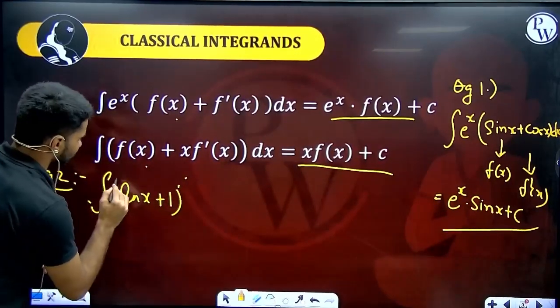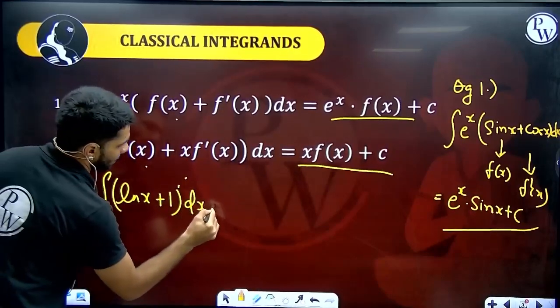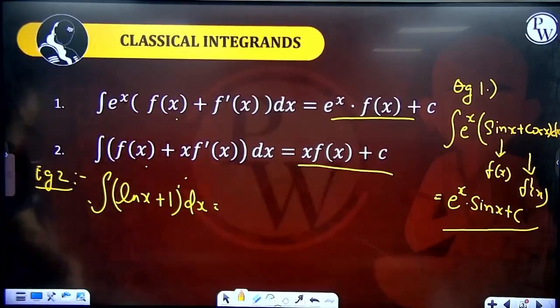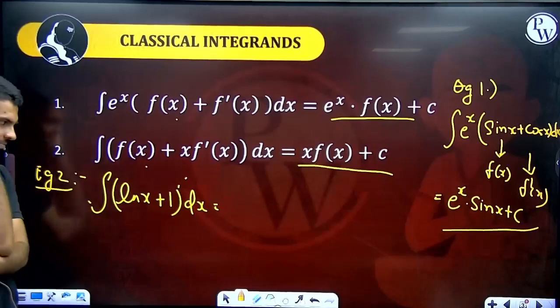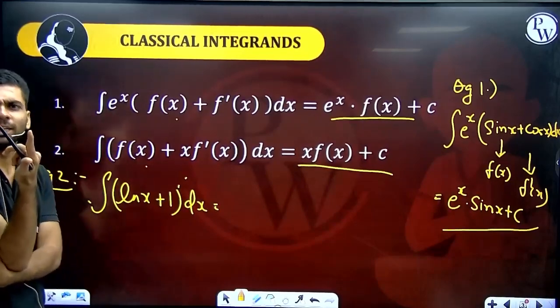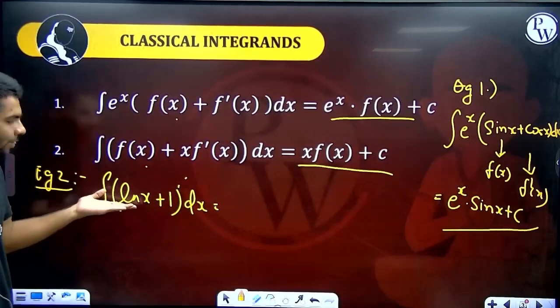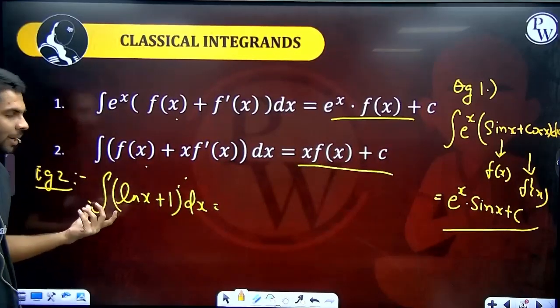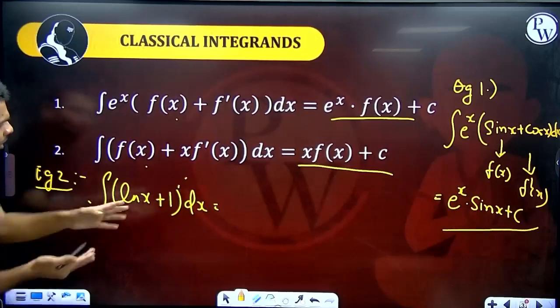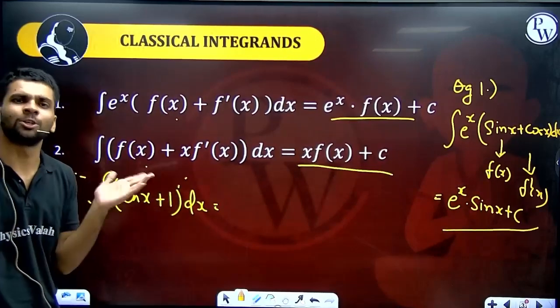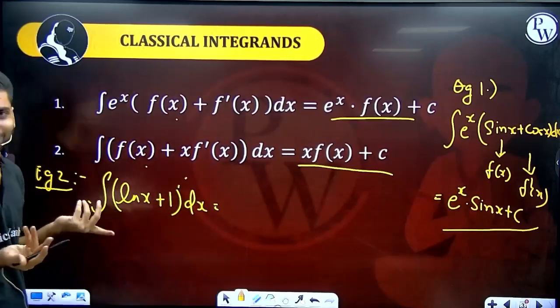ln x plus 1. Can you integrate it? There is one way, like I have taught you what is the integration of ln x. So you can find it out by integration by parts, or if you remember you can write it down. And integration of 1 everyone knows. Okay, integration of 1 is x.